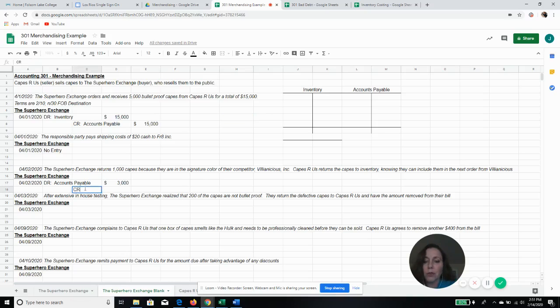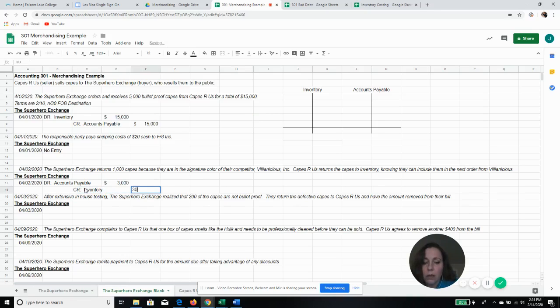We are going to credit inventory. Those capes are no longer in our inventory, and so we're going to take them out. I'm going to take a moment to start filling in my T accounts. So first I bought inventory for $15,000 and credited accounts payable for $15,000. Now I'm reducing my inventory with a credit of $3,000 and reducing my accounts payable with a debit of $3,000.